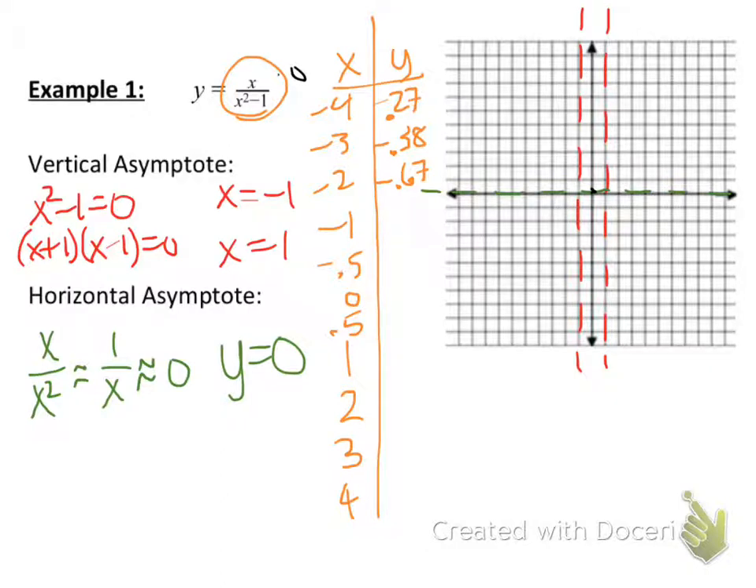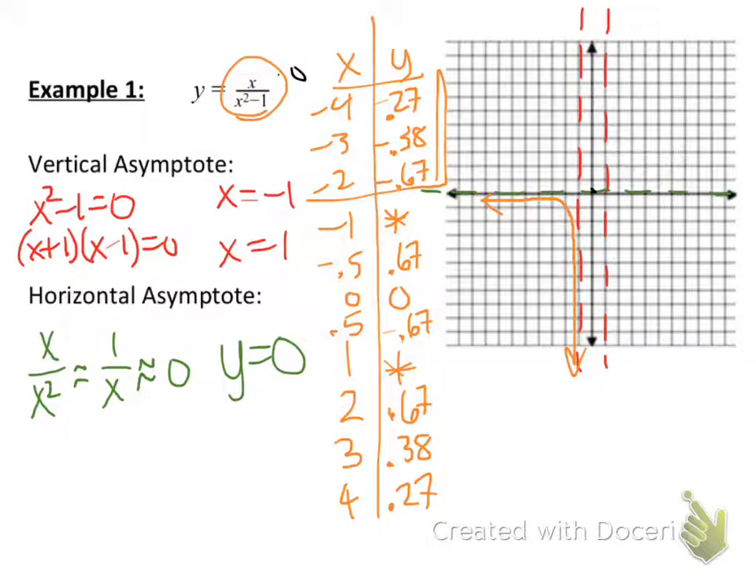And there will be an error and nothing will appear at negative 1 because that's an asymptote and it's undefined at that point. Plugging in negative a half, 0, and a positive half. Again, it's undefined at 1. And then at 2, 3, and 4. And then we're going to use the asymptotes and use the idea of whether these points are above or below the horizontal asymptote and graph all 3 sections of the graph. So that would be the left section, the middle section, and the right section.